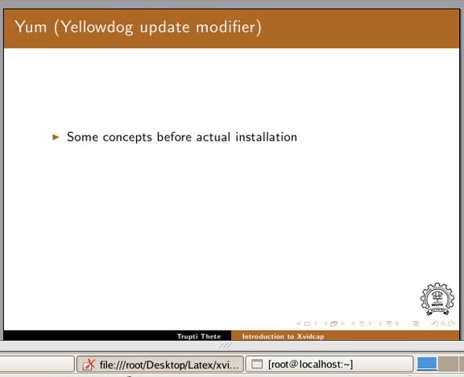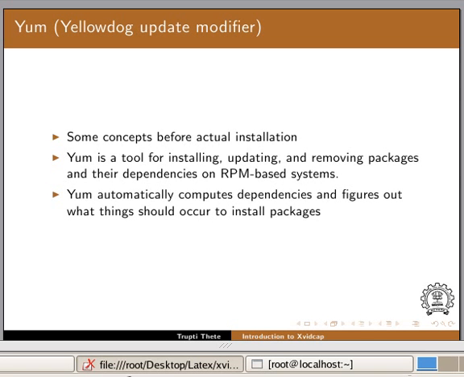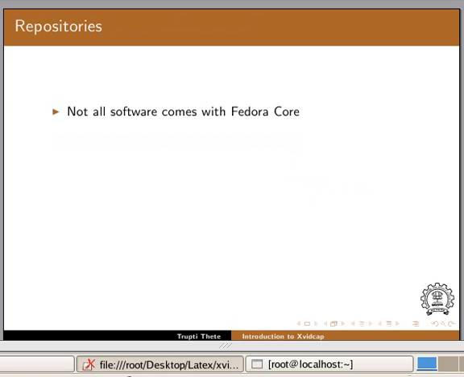Before actually getting into the installation procedure, we will look at some concepts. Yum, the Yellow Dog Updater Modified, is a tool for installing, updating, and removing packages and their dependencies on RPM-based systems, like Fedora Core. Yum automatically computes dependencies and figures out what all should be done before the actual installation of packages takes place.